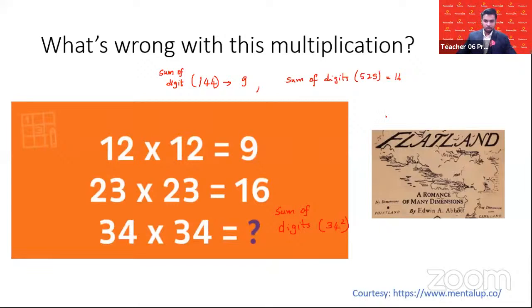So what we were looking at the last point was that we have to find what is the sum of digits of 34 square. So we'll do this in a bit.